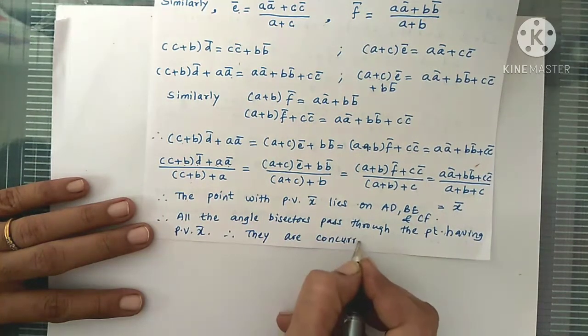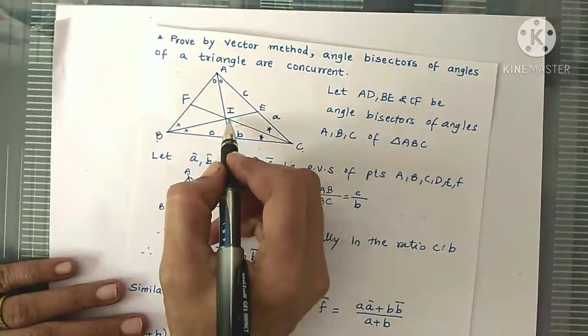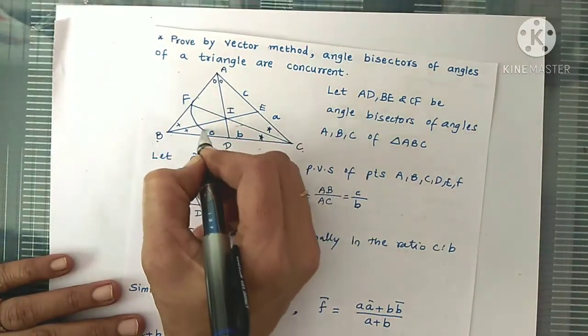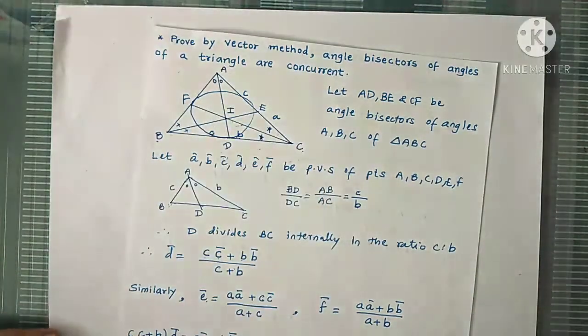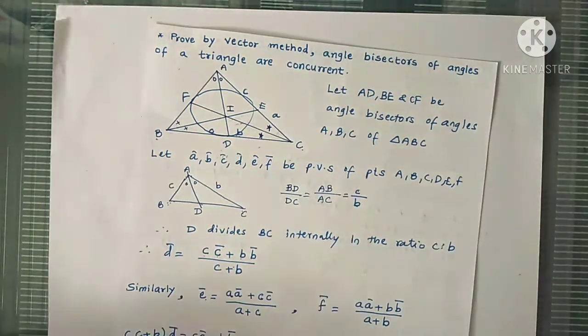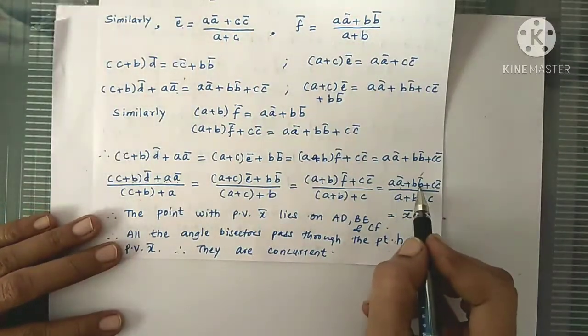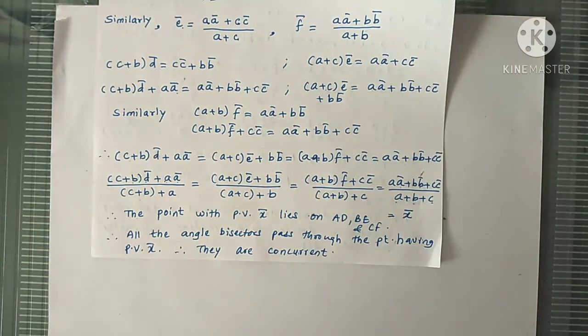And this point of concurrence of the angle bisectors is always the incenter. That means we can draw a circle which lies in the triangle. So this is the incenter. Therefore, position vector of incenter is (A A bar + B B bar + C C bar) upon A + B + C. Okay, so we are going to solve a question based on this.